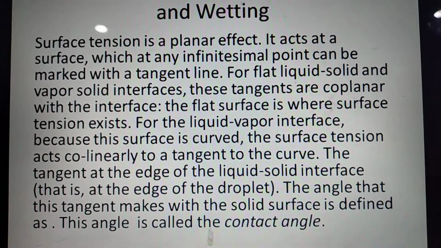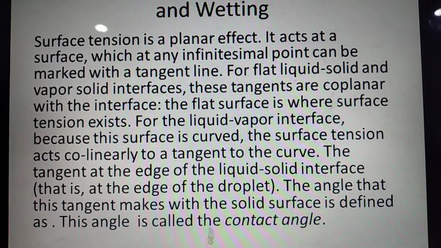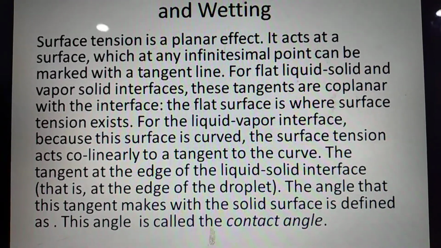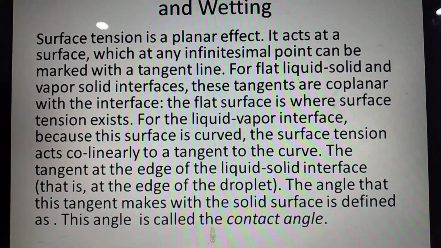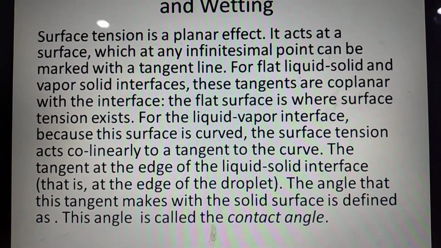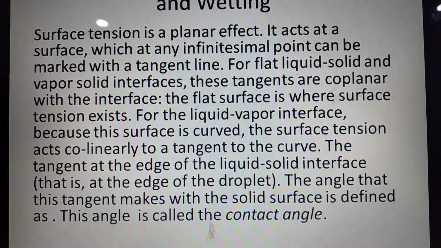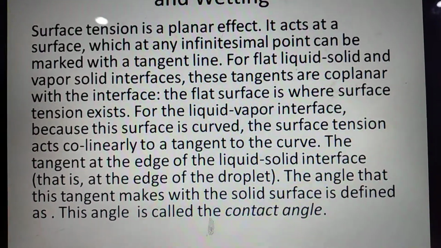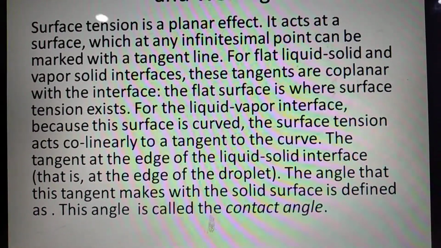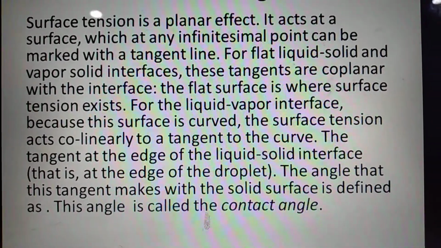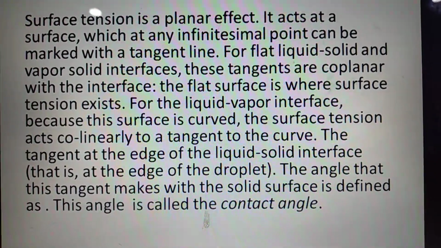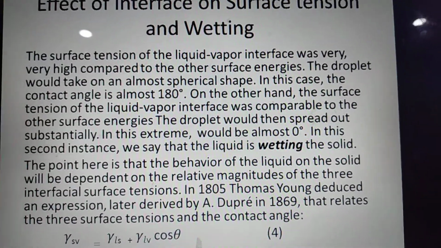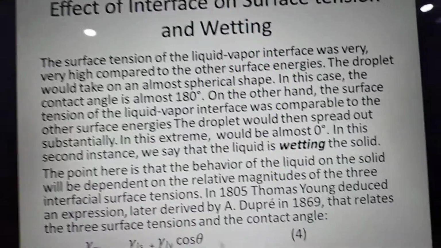For the liquid-vapor interface, because the surface is curved, the surface tension is collinear to the tangent to the curve, taken at the edge of the liquid-solid interface, because the liquid is in a small drop at the bottom. The angle that this tangent makes with the solid surface is called the contact angle.